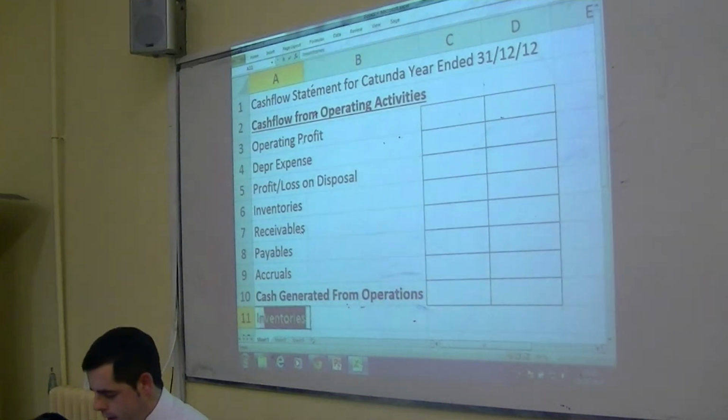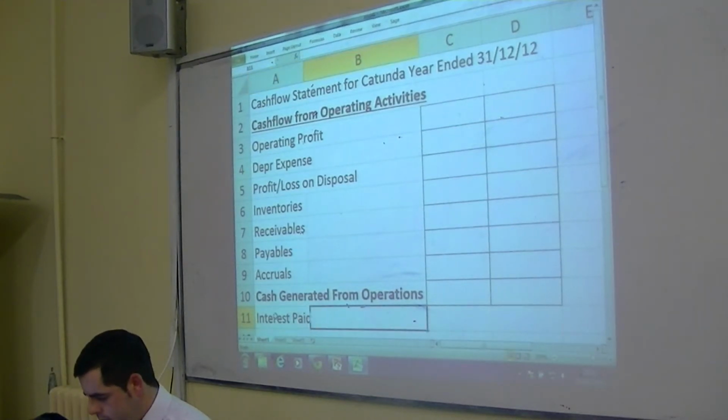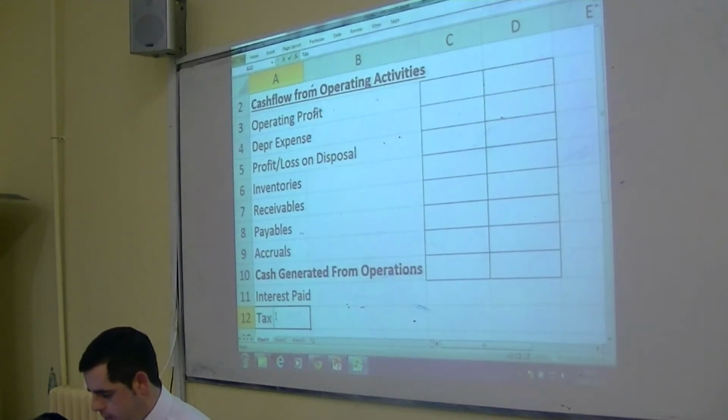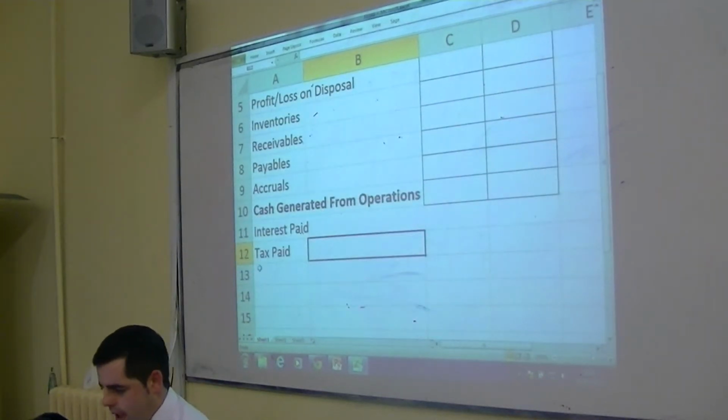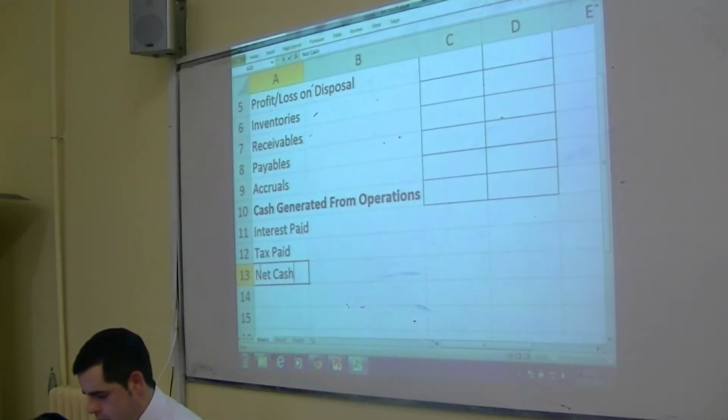After that you're going to have interest paid and tax paid. And that finishes off the first section: net cash flow from operating activities.